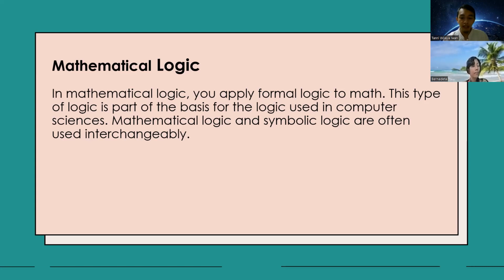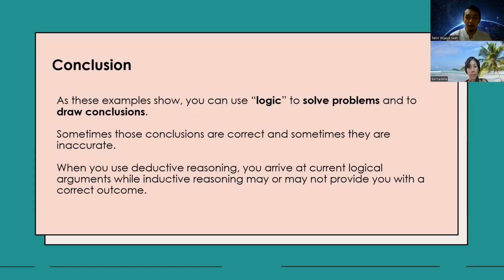Okay, I think that's enough. We are going to conclude about our material now. From the explanations by me and Miss Bernadetta, we can conclude that we use logic to solve problems and to draw conclusions. So there are two main purposes of that. And sometimes those conclusions are correct and sometimes they are inaccurate. When you use deductive reasoning, you arrive at correct logical arguments, while inductive reasoning may or may not provide you with a correct outcome.